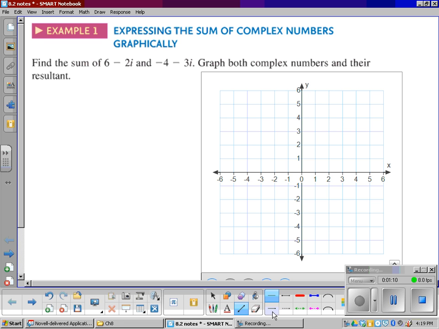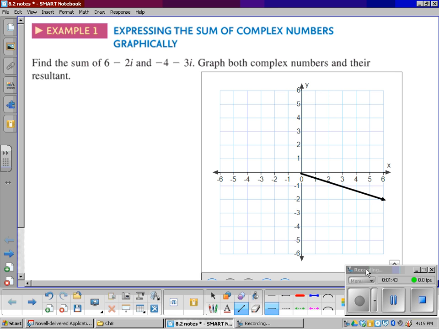Our answer is going to be a vector that starts at the origin and then goes to that point. So if I start at the origin and I go 6 in the real direction and -2 in the imaginary direction, then I get this vector right here that represents this number. It's not just the point that it's headed to, but it's the vector from the origin to that point. So that gives us a length of the vector, it gives us a direction, and that's how you graph a complex number to understand it.